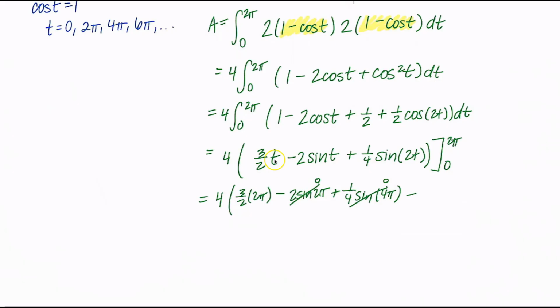Minus, now if I plug in 0 everywhere here, I'm going to get a bunch of 0. Sine of 0 is 0. So just minus 0 here. So what all is left? Well, here, 3 halves times 2 pi is just 3 pi. So I'm going to have 4 times 3 pi, so I'm going to have a total of 12 pi. So this is the area under one arch of that cycloid.